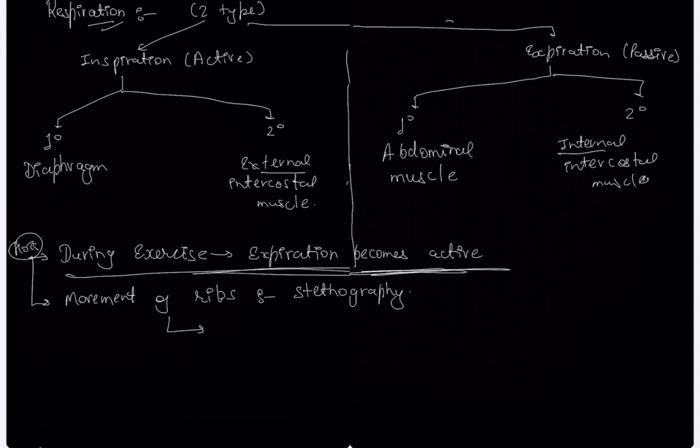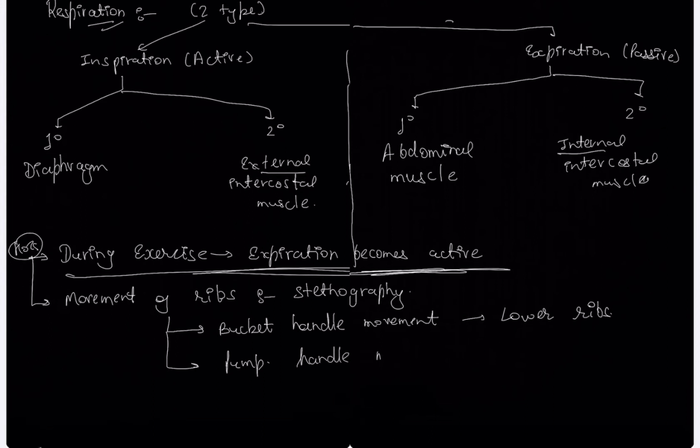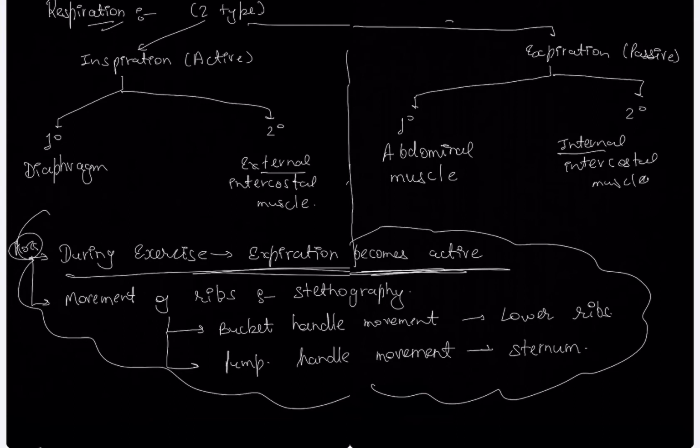It is of two types. This movement is bucket handle movement, which is usually in our lower ribs, and pump handle movement, which is in the sternum. Okay, now these are just like HOTS, higher order thinking skills, for you if you want to. It's important also. Okay, now come to the second point.